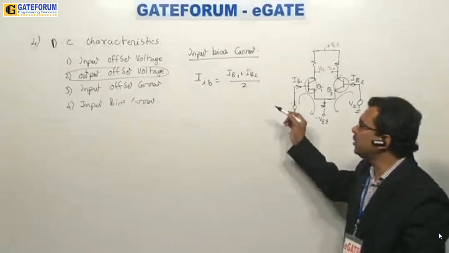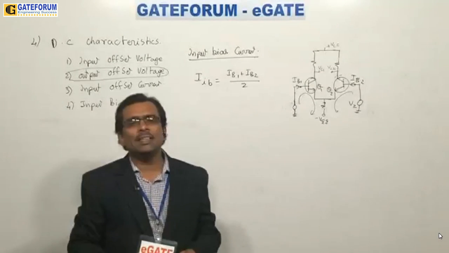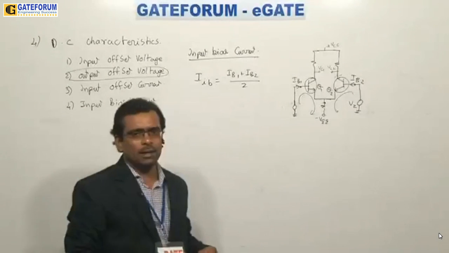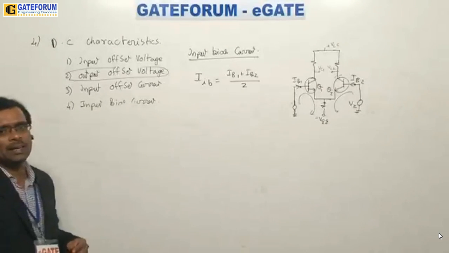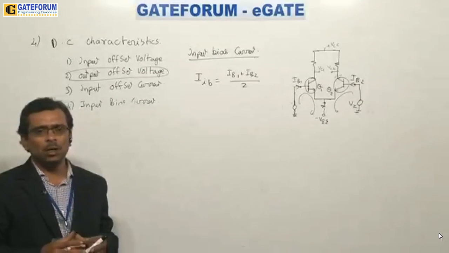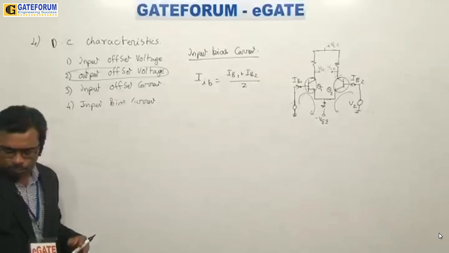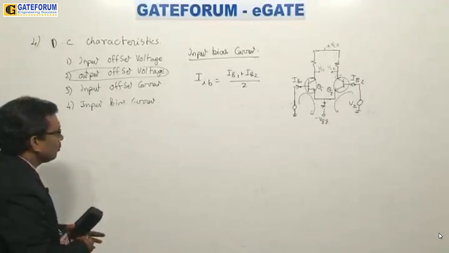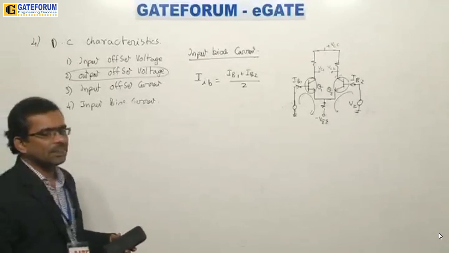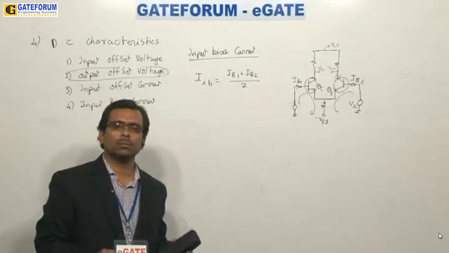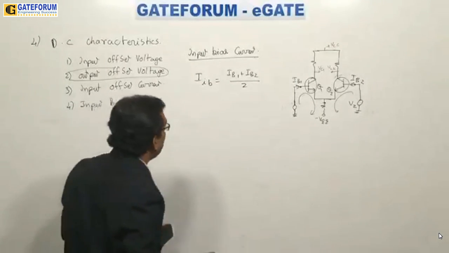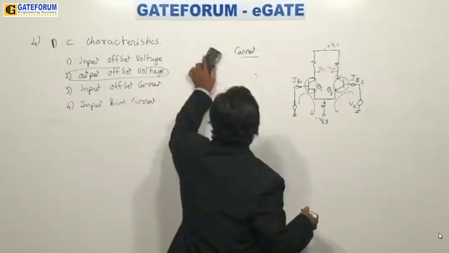So that is the reason we take it like this. I repeat the definition: the average of two base currents is called the input bias current. Input bias current. Now everybody try to see the next one we have, that is output offset voltage.